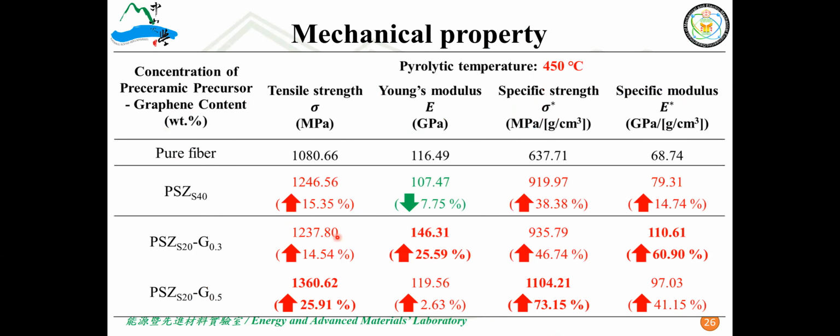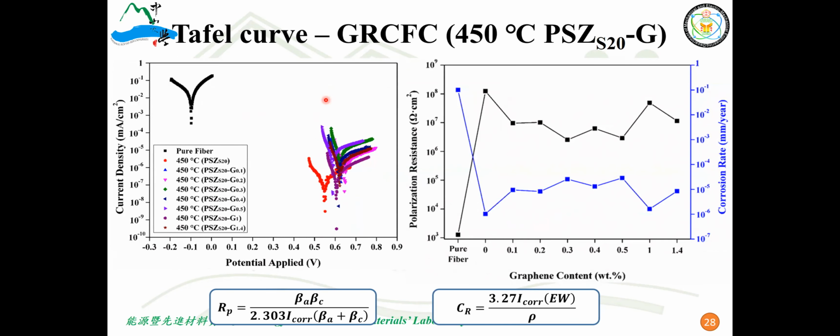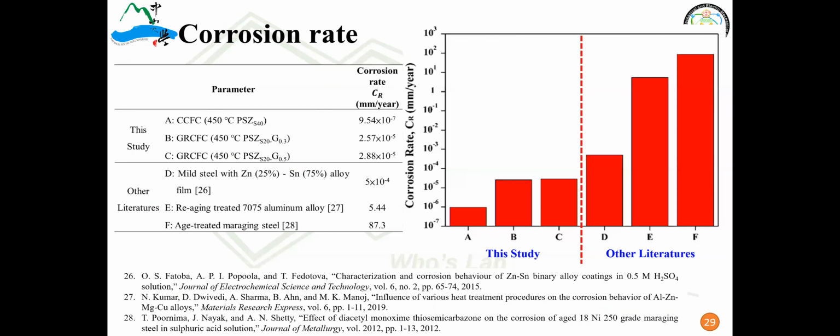This is a summary table. It shows that mostly the Young's modulus, tensile stress, specific strength, and specific modulus increased. Also, as I mentioned, I did the three-electrode or potentiodynamic test. This Tafel curve shows the corrosion potential increases and the corrosion current density decreases. That means after coating this carbon fiber, it's not easy to oxidize. The graphene-incorporated samples have the same trend of corrosion resistance. I compared with other metals in terms of corrosion rate, and our result is pretty low compared to the others, even compared to high entropy alloys.